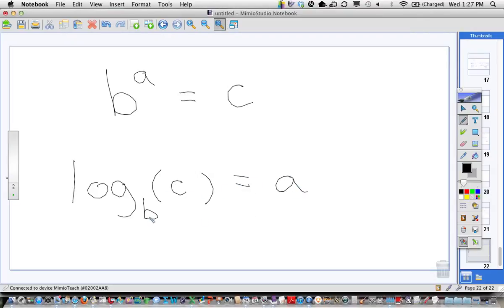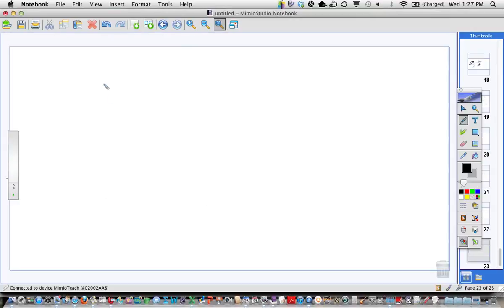Always remember, in a log, it's this down here raised to the a that equals the c. b raised to the a equals the c. Okay, b raised to the a equals c. You really need to be able to go back and forth between these two forms. Okay? All right. So let's take a look at a problem.